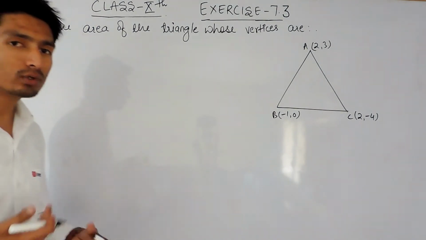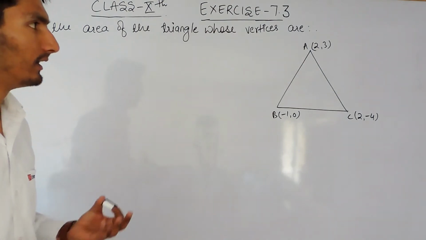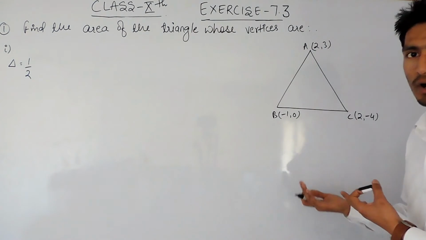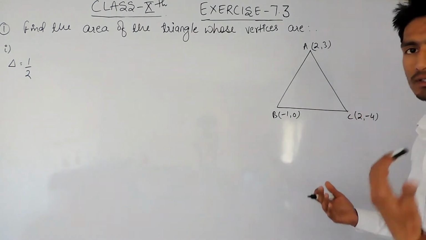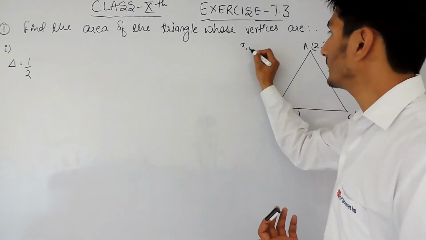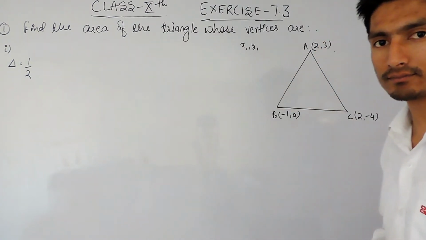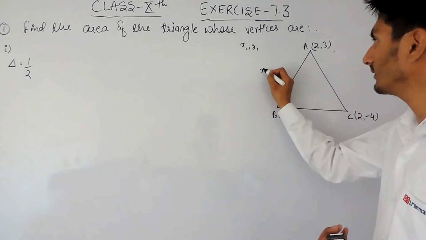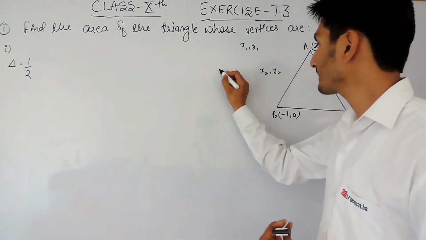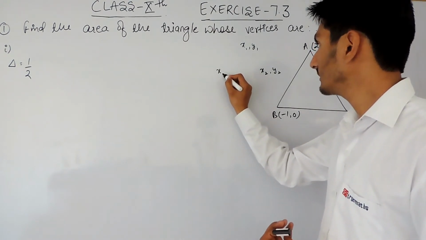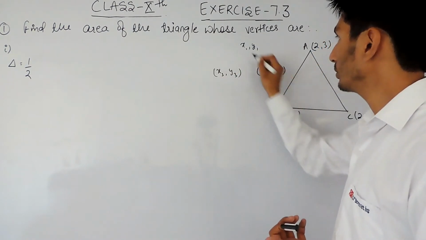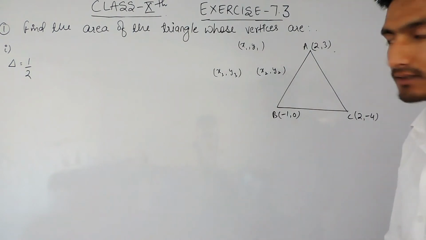Now, how to remember this formula? Let me give you a trick here. This is how I used to remember when I was in school. The coordinates of this are x1, y1. The coordinates here are x2, y2. And the third is x3 and y3. So these are the coordinates.